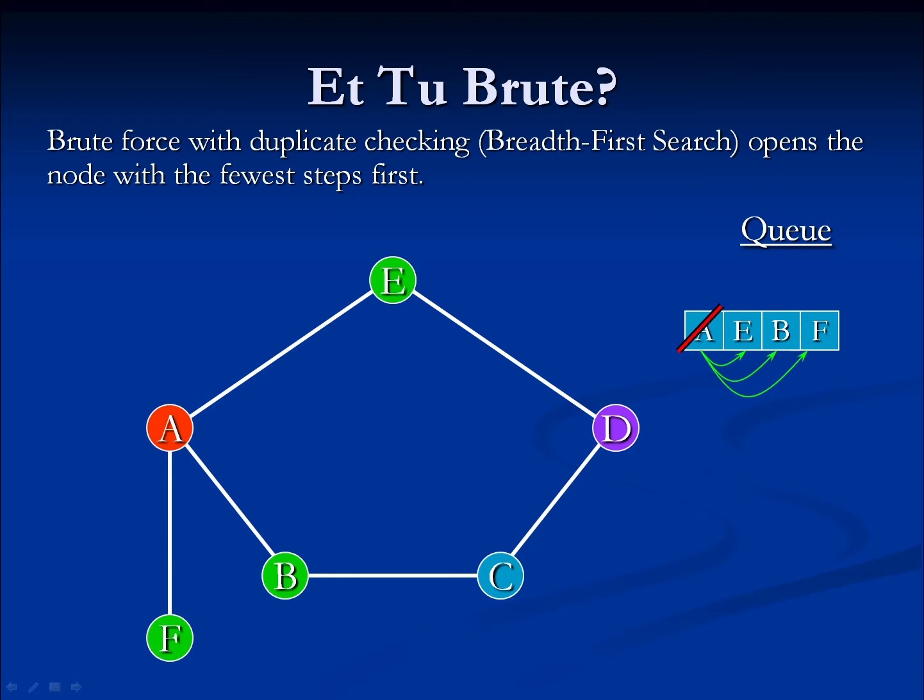The next step is we would check to see if any of these are duplicates, but in this case we haven't visited anything yet, so none of these are duplicates. So we're going to add them to the queue. Once we've done that, we're finished with this node and we restart the loop.